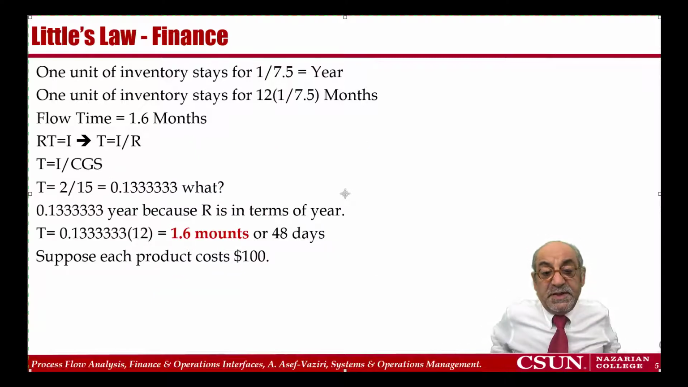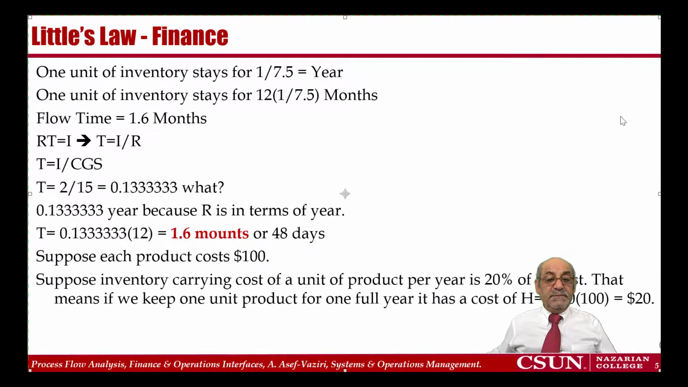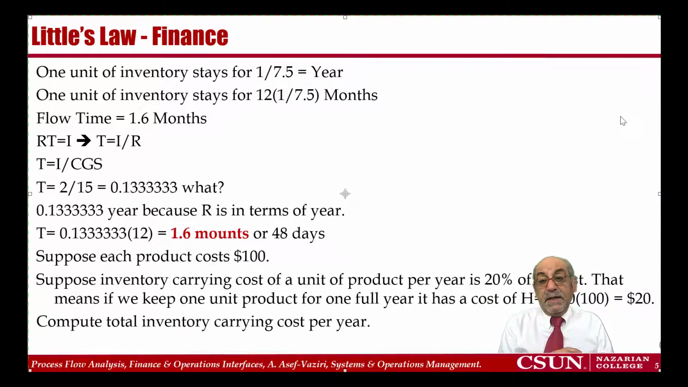Suppose each product is worth $100. Suppose inventory carrying cost is 20% of cost of inventory. So for each unit of product, if it is there for one full year, that would be 20% of $100, it is $20. Inventory carrying cost for one unit of product for 1 year is 0.2 times 100, $20. Compute total inventory carrying cost per year.